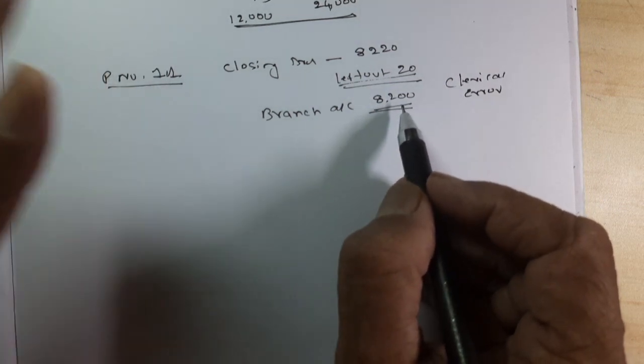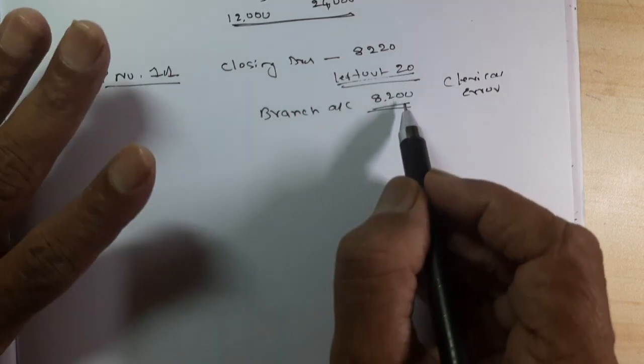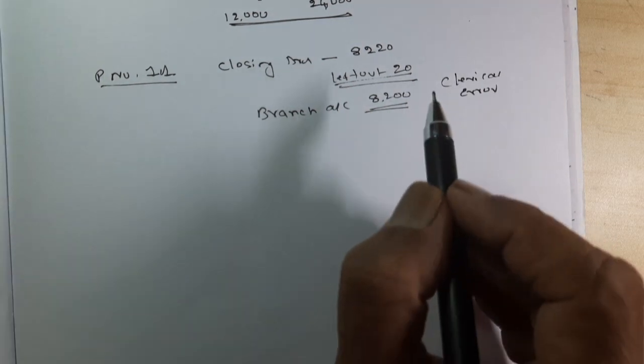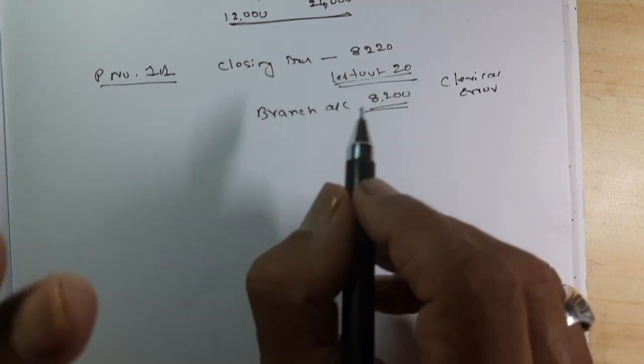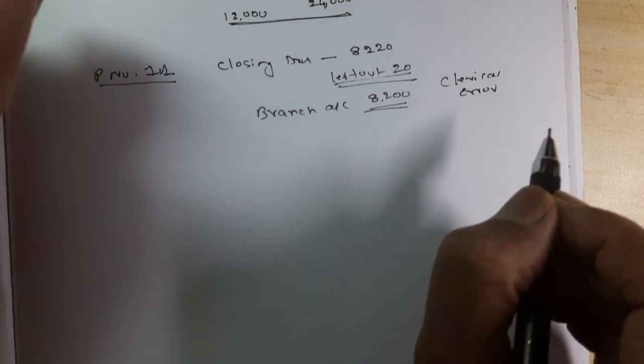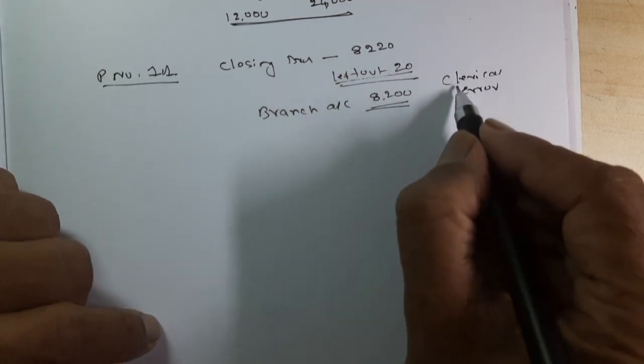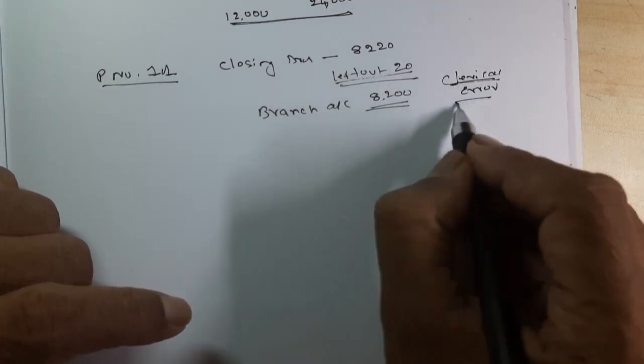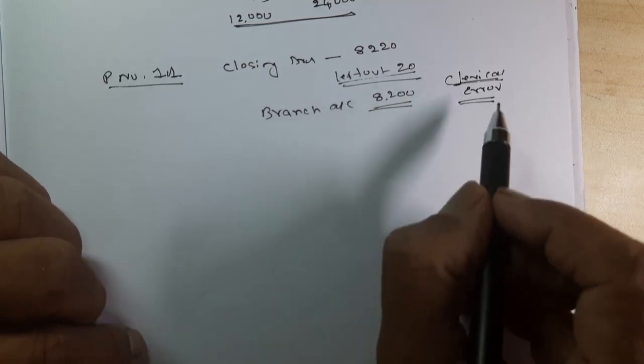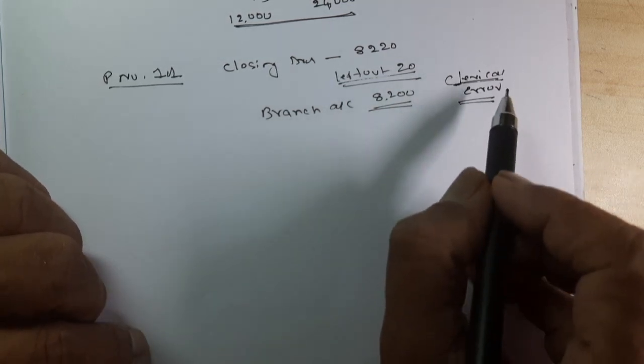Only one thing is your profit will be reduced by 20 rupees. That's all. There is no procedural mistake. It is only, once again, a clerical error, right? So I have given you the clarification for this.